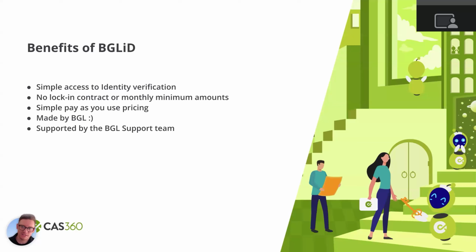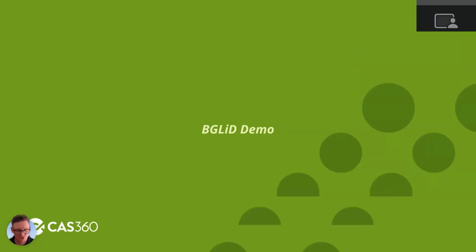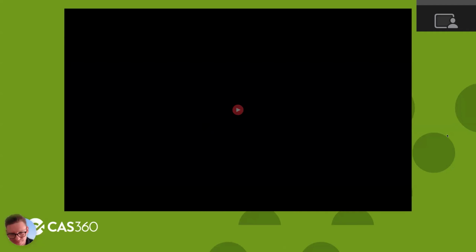Just to clarify with BGLiD, there are no lock-in contracts. It's simple, easy access to identity verification within your existing software products. You pay as you go. It's made by BGL, and it's supported by the BGL support team in Melbourne. So let's have a look. I know there are a lot of questions, I'll get to the questions. Let's have a look at how BGLiD works in action.